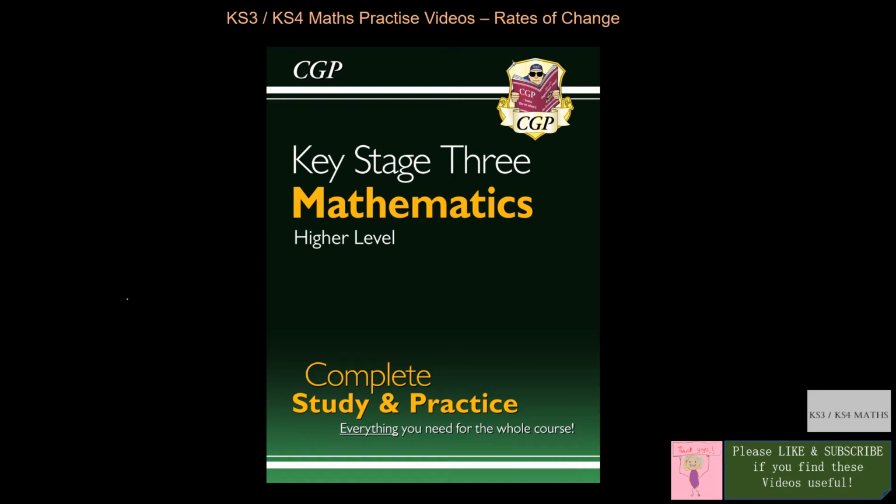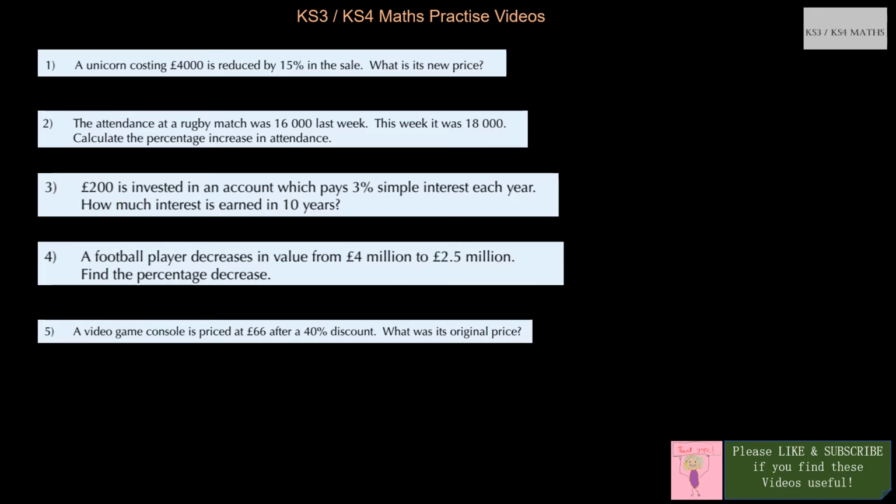These questions are on rates of change and it's taken from this particular book, Stage 3 Maths, the CGP maths books. So the first question is: a unicorn costing £4,000 is reduced by 15% in the sale. What is the new price? So what we have to do is 4,000 minus 15% of 4,000.